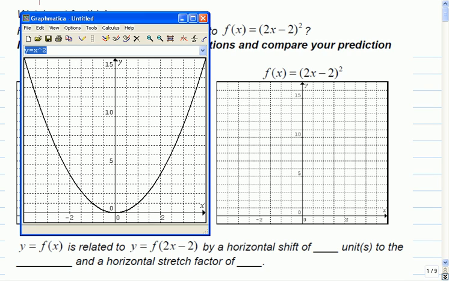So what do you think is going to happen when we do these two transformations here? Maybe give me one of them? Sure, Connor? Horizontal stretch factor of 1/2. 1/2, yeah. So we're going to see this graph get half as wide. Anything else? Yes, Lily? 2 to the right. 2 to the right. Okay, so there's these two pieces here. Let's compare it and see what happens when we put it in.